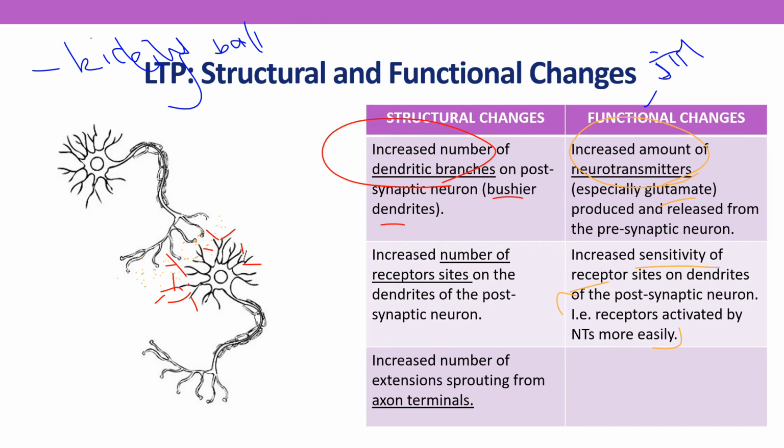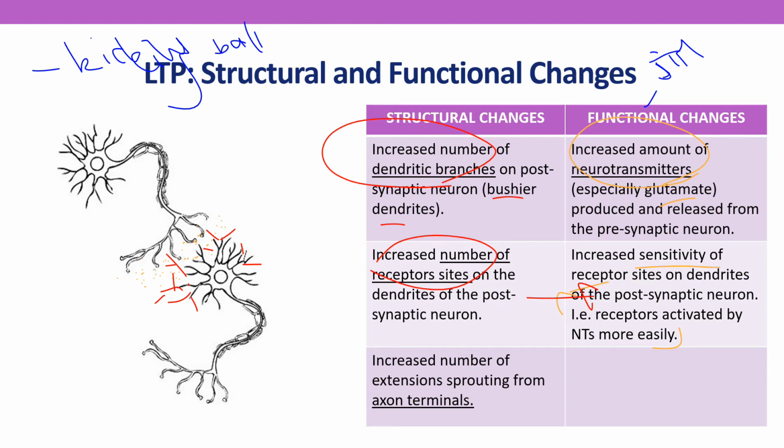Okay, so our dendrites are bushier, right? Now, we know that on our dendrites we have receptor sites. So when we have bushier dendrites, it means that we have more receptor sites, okay? And that's also kind of why there's increased sensitivity of the receptor sites. There's more of them, so things are moving along a lot faster, okay?